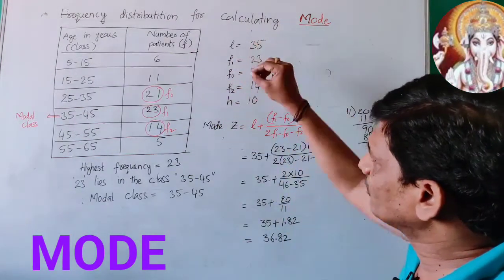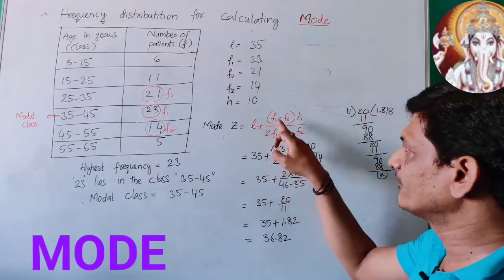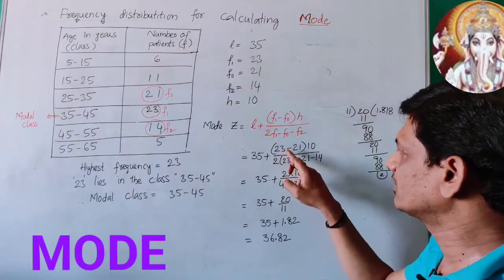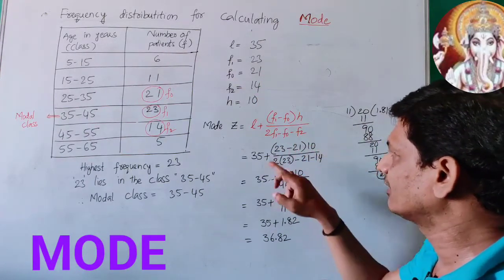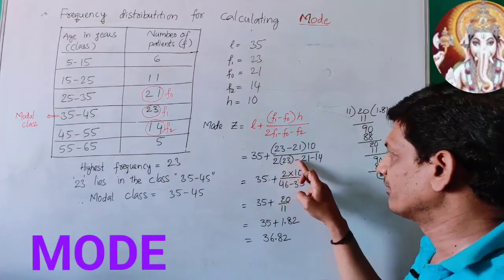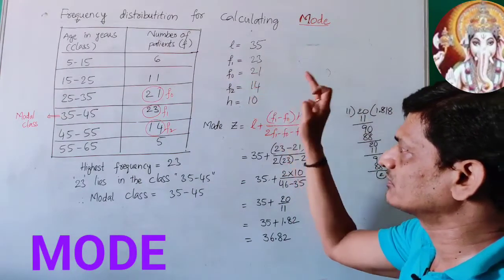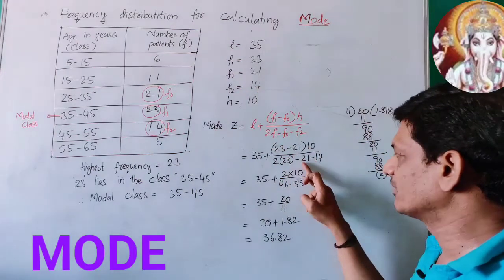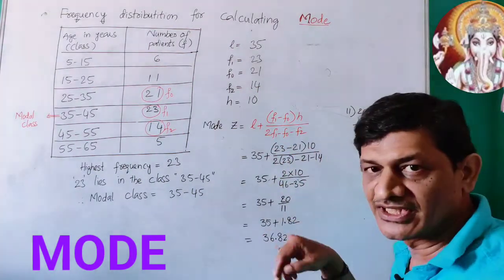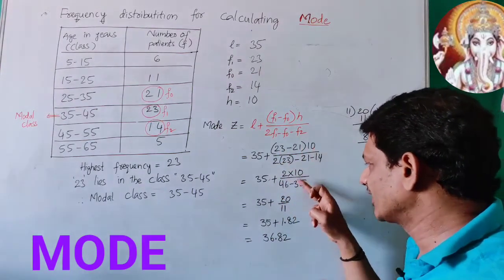Now after obtaining all these values, substitute them. L value 35, plus F1 value 23 minus F0 value 21, that is 23 minus 21, into H value 10, by 2 F1, 2 into 23, minus F0 value 21, minus F2 value 14. After substituting all the values, go for the simplification. 23 minus 21 is 2. 2 into 10 is 20.